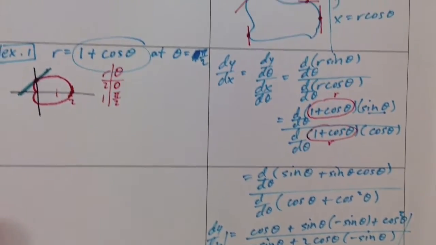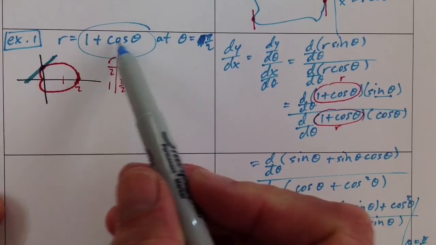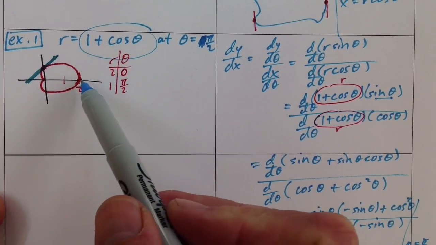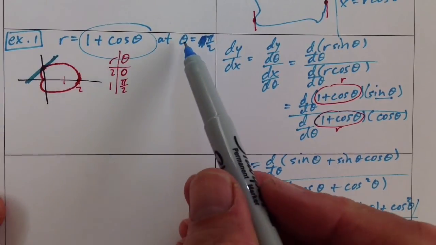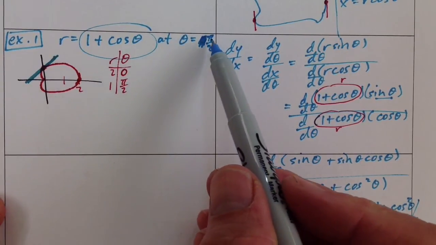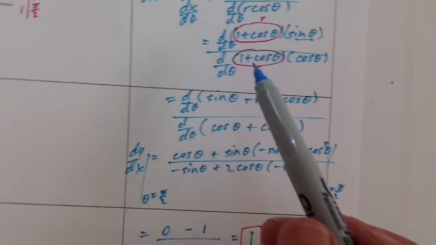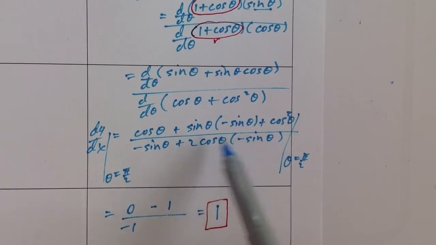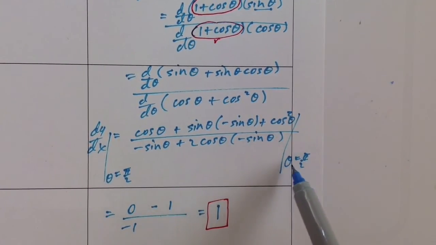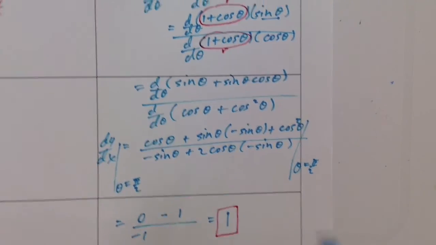Summarizing the one example that we just did, we have r equals 1 plus cosine theta, and the graph of the function looks like this. At the precise moment when theta is equal to pi over 2, the dy dx, which is this big, long, ugly expression at pi over 2, is equal to 1. So all that work for that 1.